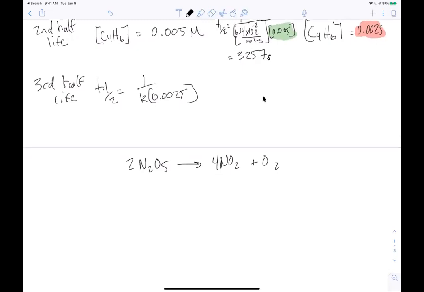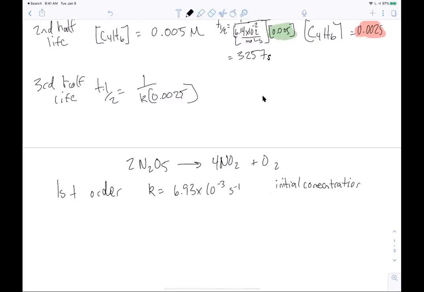So if we have this reaction here and we're saying that it's first order, we could say that K for the reaction is 6.93 times 10 to the minus 3 inverse seconds, and that N2O5, our initial concentration, let me just call it initial concentration to avoid any confusion there, let's just say it's 0.1 molar. Doesn't really matter as much for this one. Okay, so same kind of setup, but the main difference here is that it's first order.